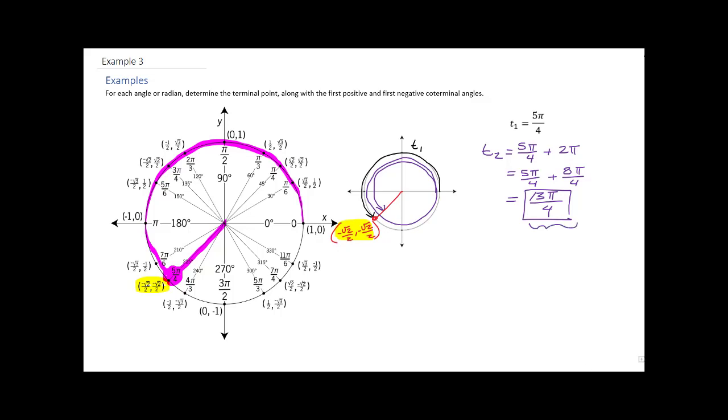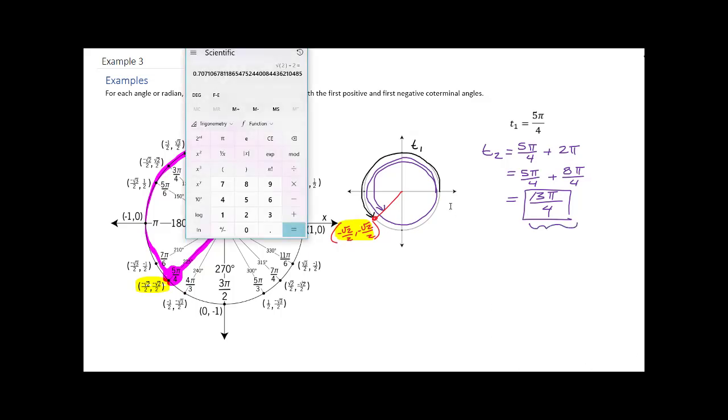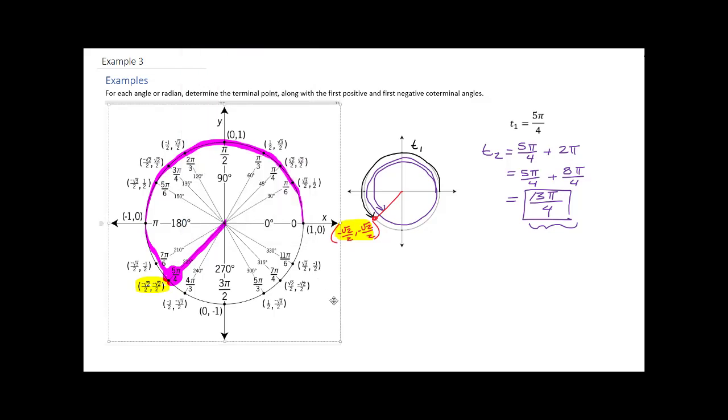Now again, we could write that as a decimal. Let me just bring my calculator up really quick here and go, okay, what's 13 times pi divided by 4? The length of that string is about 10.2 radians, okay?